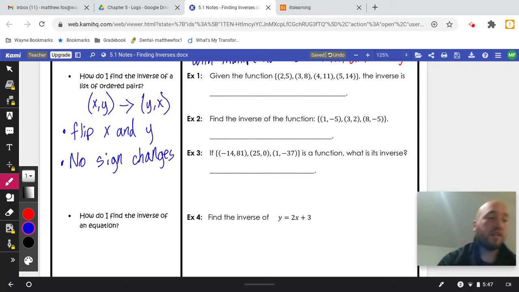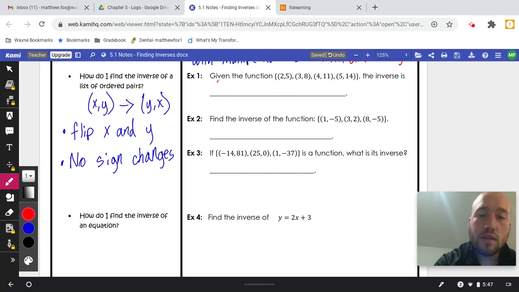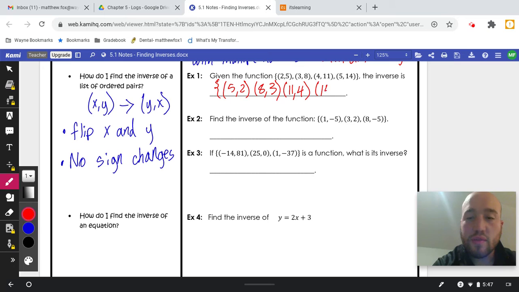So if we look here, this first one, we have these 4 points: (2, 5), (3, 8), (4, 11), (5, 14). For the inverse of this, the x and the y switch, so instead of (2, 5), it becomes (5, 2). Instead of (3, 8), it becomes (8, 3). Instead of (4, 11), it becomes (11, 4). And instead of (5, 14), it becomes (14, 5). That is all there is to it when we're finding our inverse.